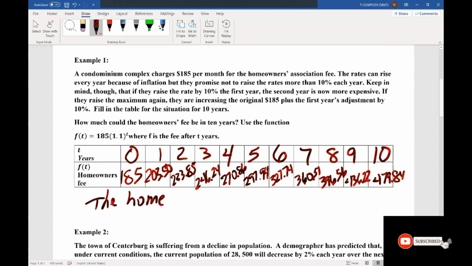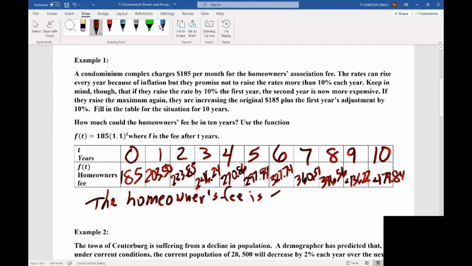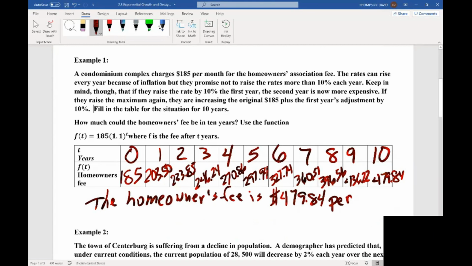The homeowner's fee is $479.84 per month in 10 years. And we are done.